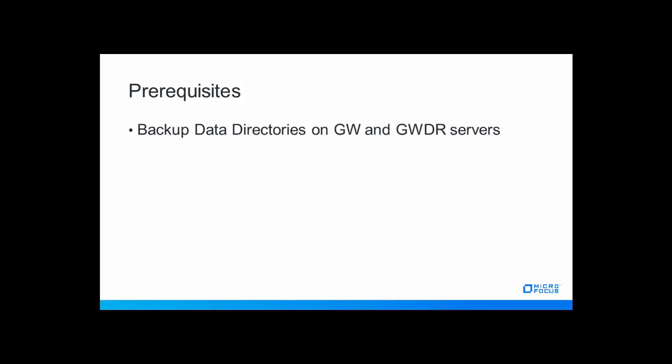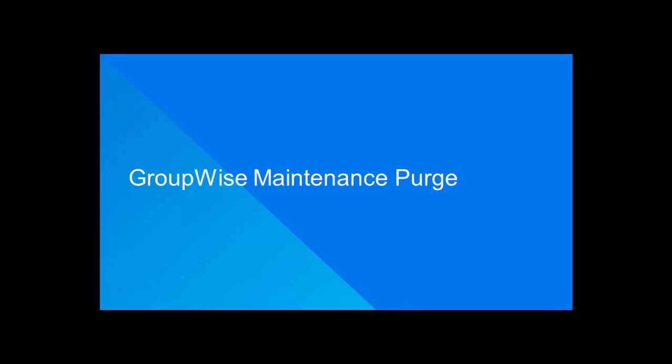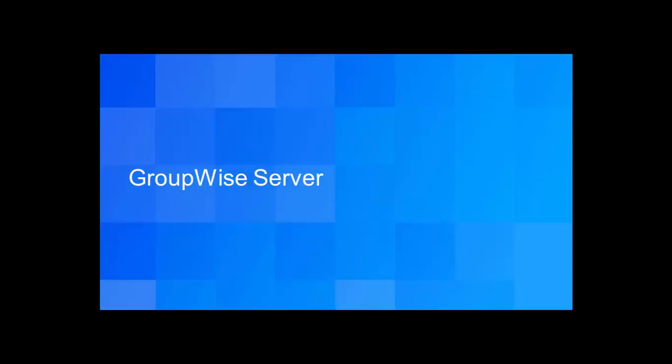Prerequisites. Create a backup directory on GroupWise Disaster Recovery and GroupWise servers. If maintenance purge is not configured, you will only be getting a snapshot of the GroupWise system at the time of the backup and not a full backup. Most of the time, your users will want that one important item they deleted that wasn't backed up.